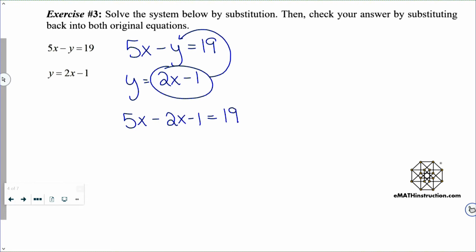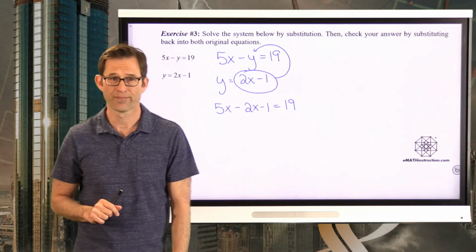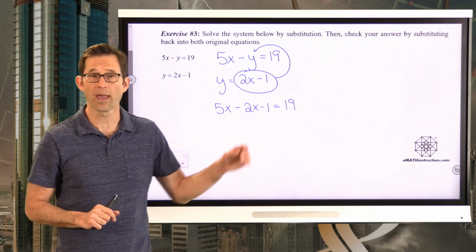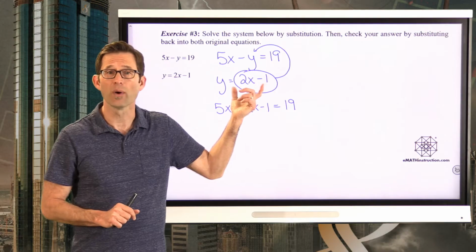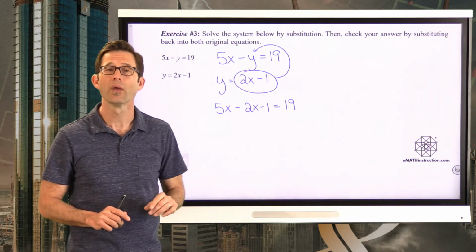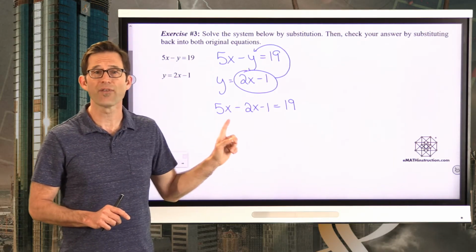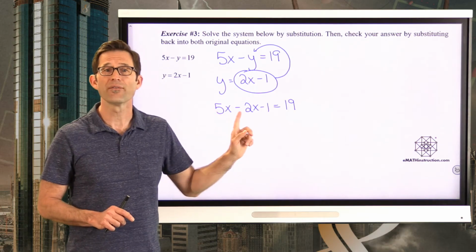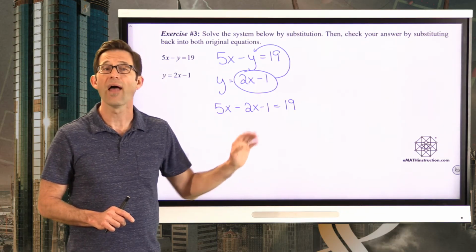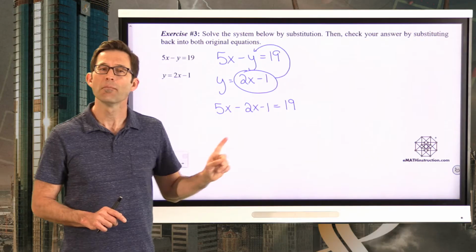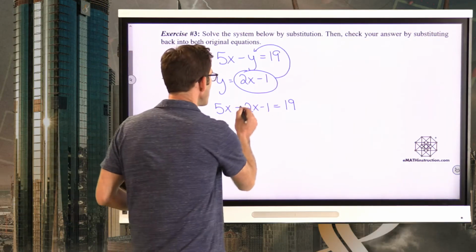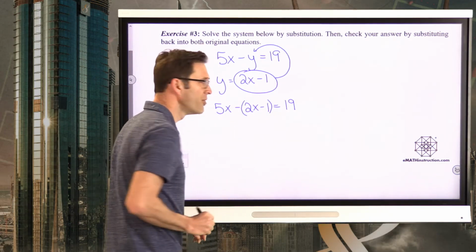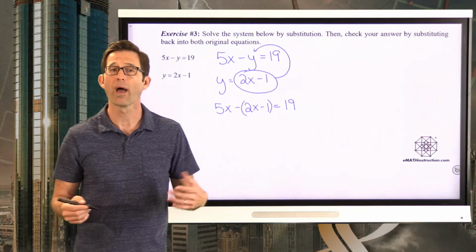All right, so let's step back and talk about why that's incorrect, okay? It looks correct. It looks like, hey, I just took the y and I put a 2x minus 1 where the y was. The problem is this is not 5x minus y. This is 5x minus 2x, and then we're subtracting 1. But I should be subtracting this entire binomial.